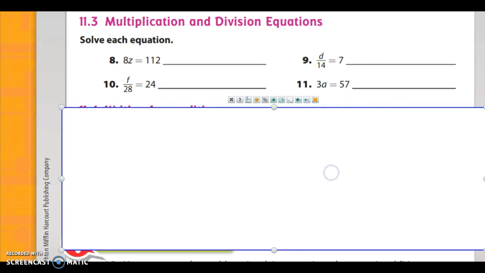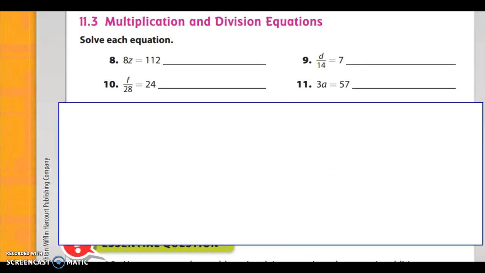And we're going to do the same thing here. It's called the inverse operation. We're going to do the same thing here on numbers 8 through 11. We're switching over to multiplication and division, but it's the same thing. This is a multiplication problem. We're going to solve by dividing. This is a division problem. We're going to solve by multiplying. This is division. We're going to multiply. This is multiplication. We're going to divide. You do the inverse or the opposite operation.